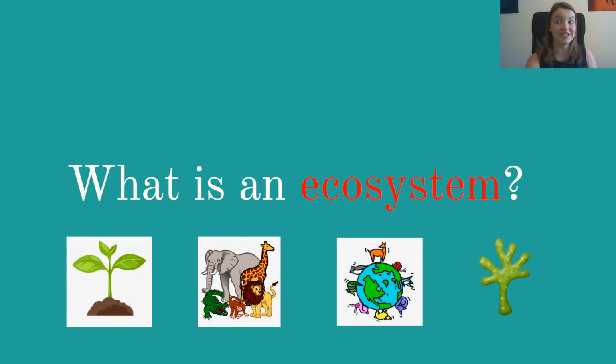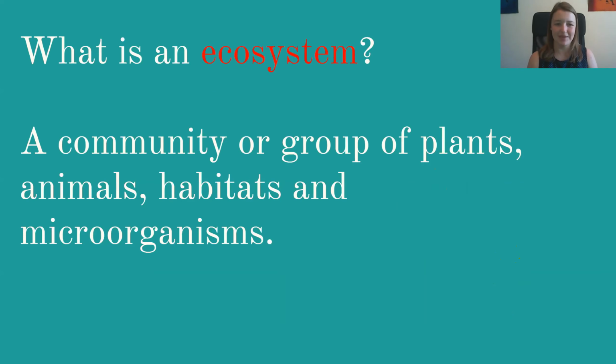If you wrote a definition down earlier, here is what it means. An ecosystem is a community, a group together of plants, animals, habitats, and microorganisms. Remember, an organism is a living thing. What do you think that prefix micro might mean? Teeny tiny. Something you cannot see with your eyes, something you'd have to use a microscope to see. So an ecosystem is a community or group of plants, animals, habitats, and microorganisms.